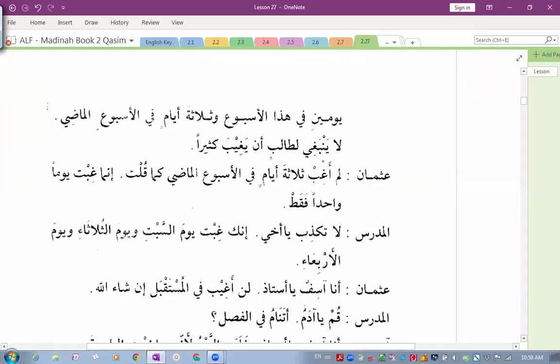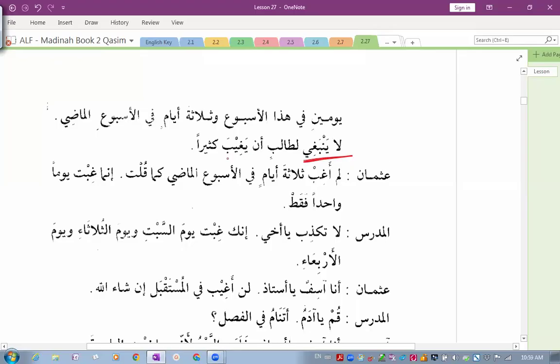لا ينبغي للطالب, it is not suitable. ينبغي, it is suitable. لا ينبغي, it is not suitable. لا ينبغي للطالب أن يغيب كثيرا. It is not suitable for any student to be absent a lot.